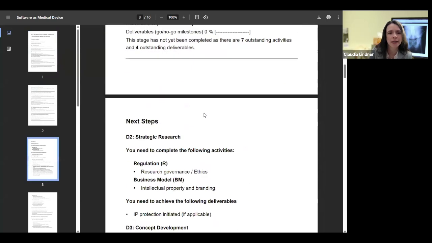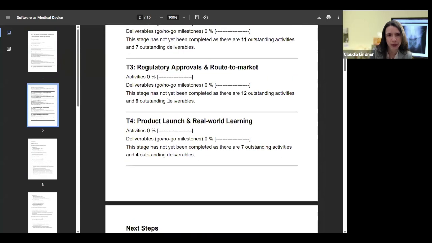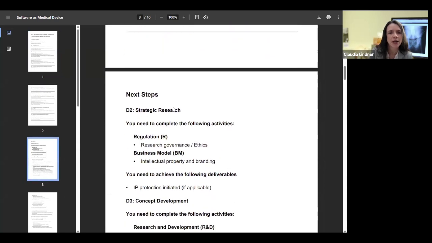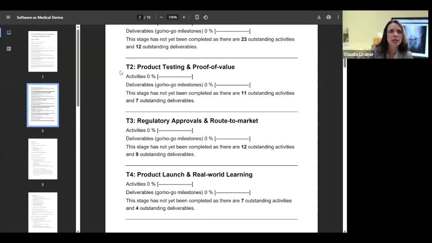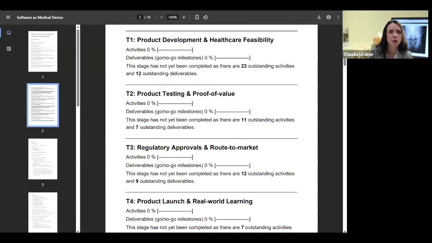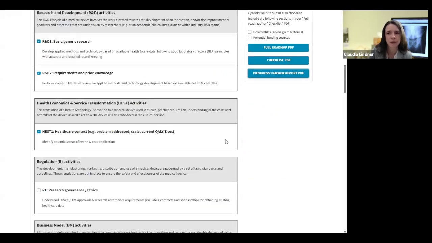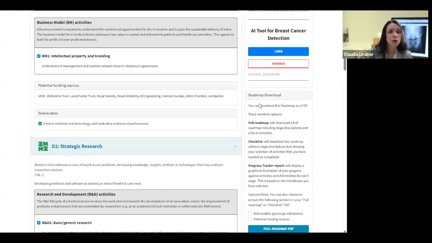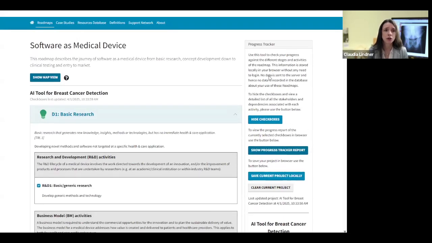And what you will find at the bottom of the progress tracker, once all the stages are covered, are suggestions on the additional activities and steps that you still need to complete to progress your toolkit along the translational pathway. So these were the two views for our roadmaps.